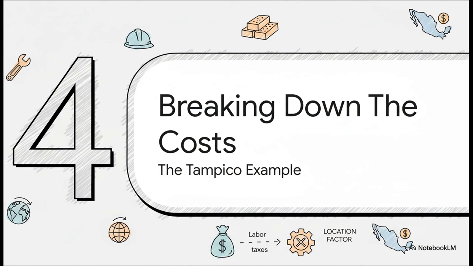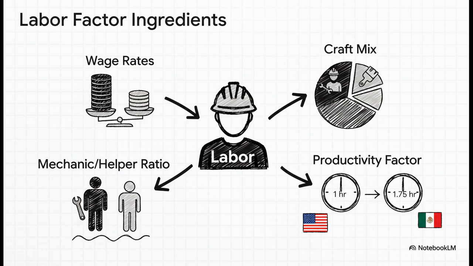It's time to see how this works in the real world with our Tampico, Mexico example. This is where it gets really interesting. Just to figure out the factor for labor, just labor, you have to break it down into all these little pieces. You're comparing the all-in wage rates, you're weighting different jobs, because pipe fitters are a way bigger part of the cost than painters. And then you get to the productivity factor. The source itself says this is the most subjective part of the whole thing.